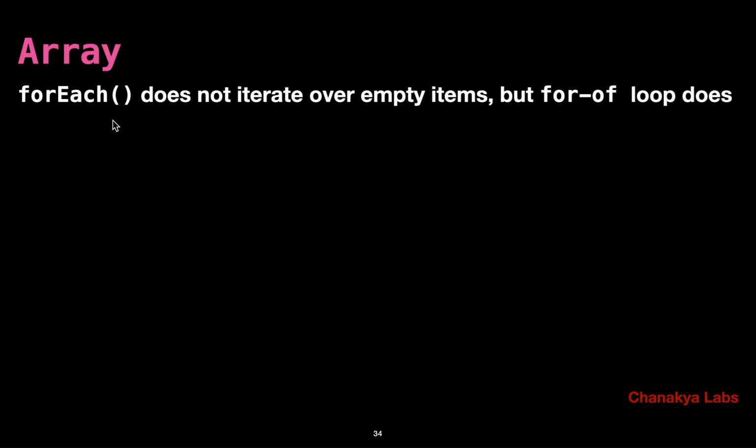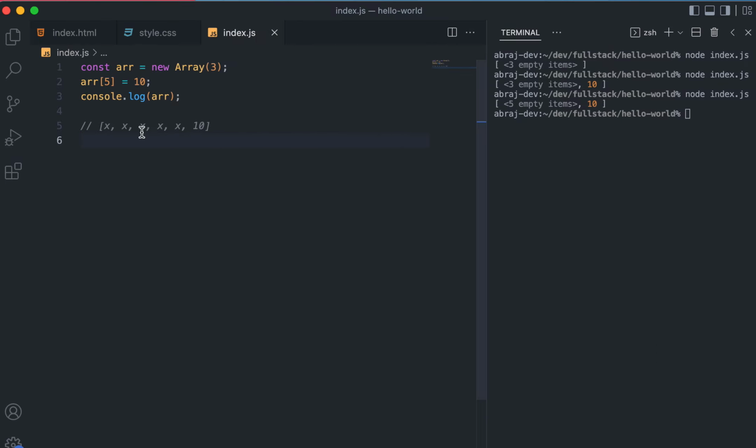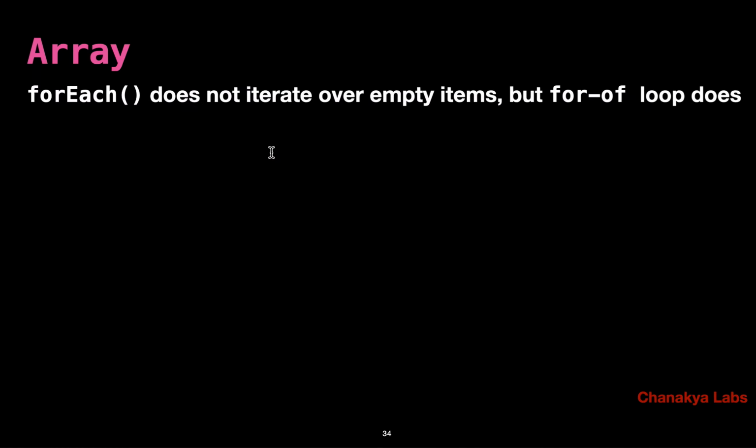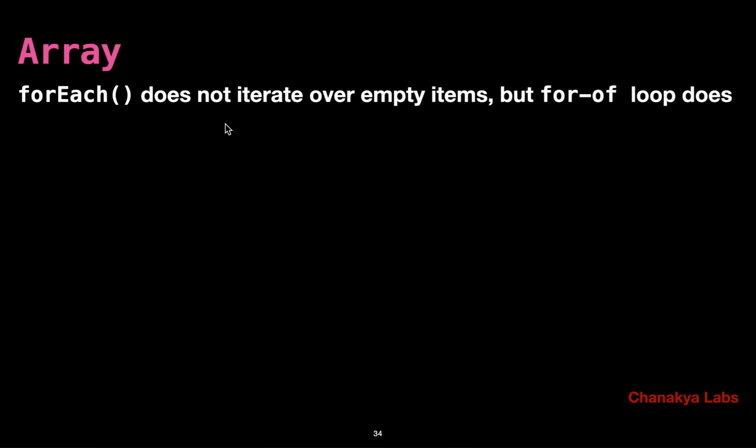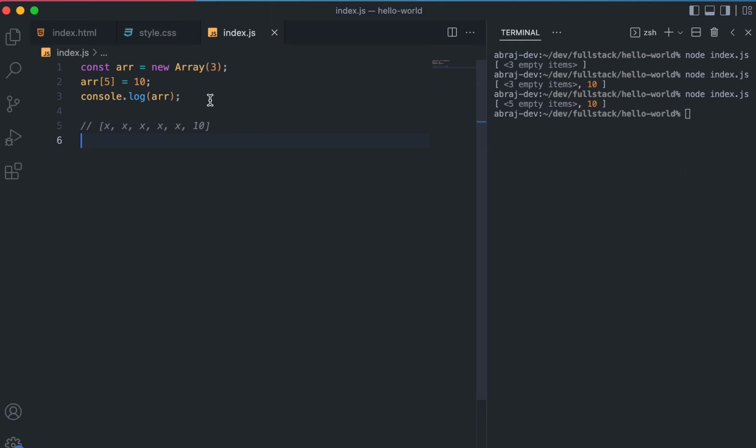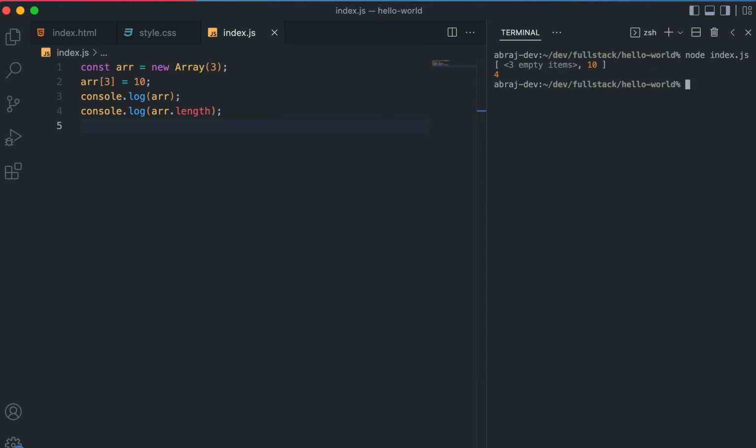Now you should be aware of the difference between this and undefined. Undefined is not there, and more importantly, you should know how it works when you iterate over these things. So let's say for simplicity, just 3 and something like that. There will be 3 empty items followed by 10. So arr is this and arr.length is 4, right? There are 4 slots, 3 are empty slots and 1 is 10.